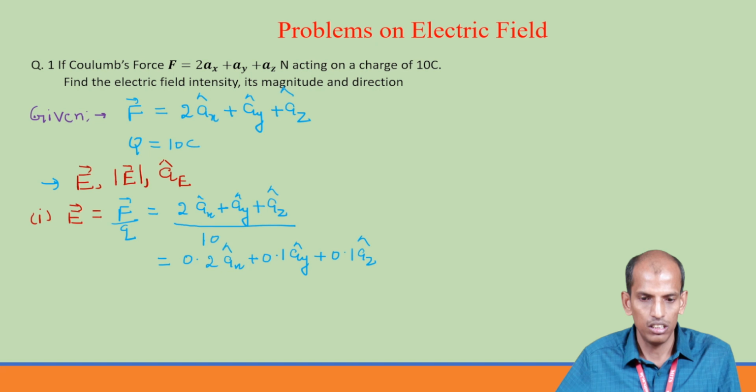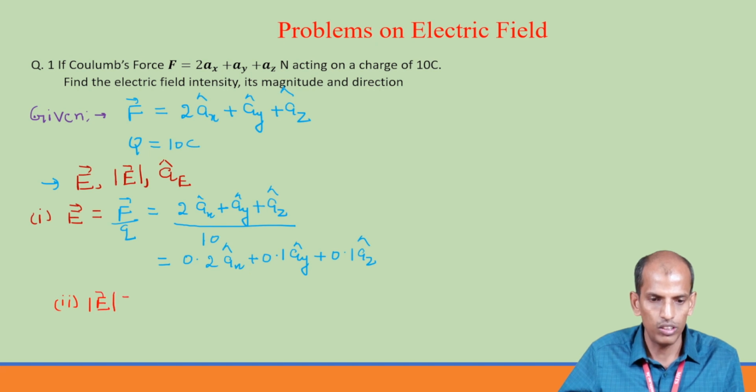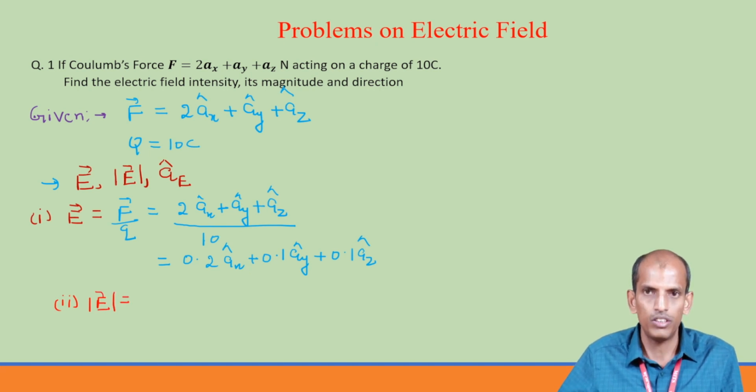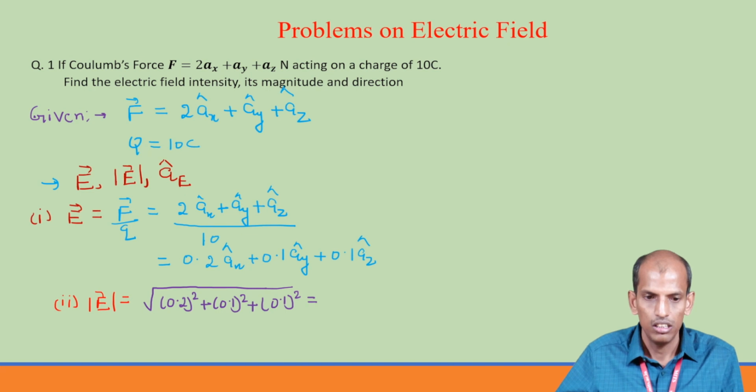The next one is part B. I have to find the mod of E. So mod of E is also very easy. All of you know, if there are the 3 components of a vector, the x component, y component, and z component, then how do we find the mod? That is very easy. We write 0.2 square plus 0.1 square plus 0.1 square, and you can calculate that with the help of a calculator.